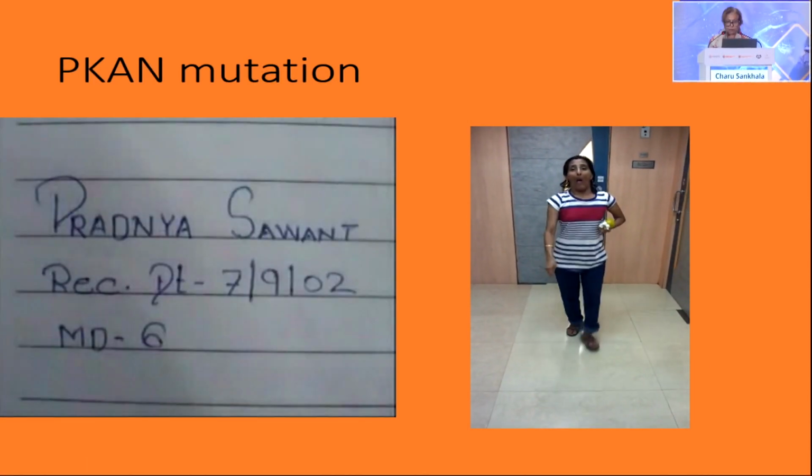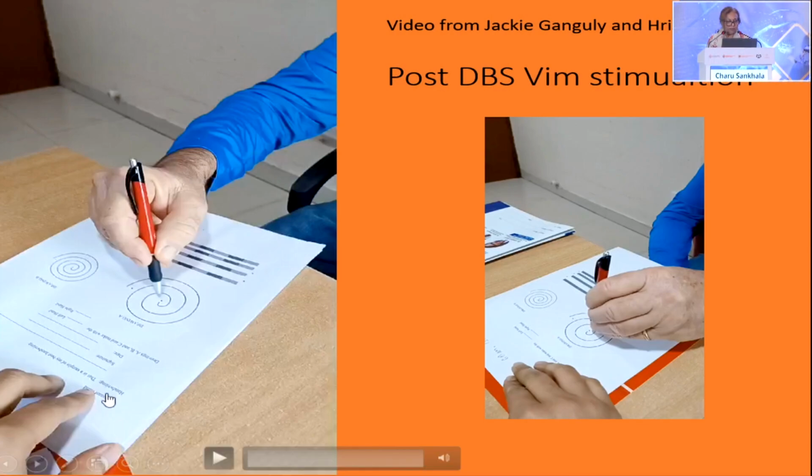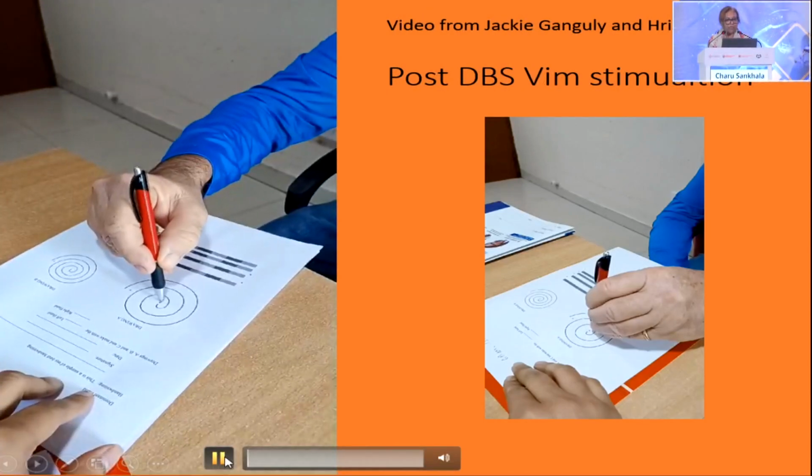Okay, with good sustained benefit. So coming to the last slide, on the DBS in tremors, we have different nuclei for the tremors, but the most commonly used is the VIM. Now we have a new one, posterior subthalamic area and zona incerta. And this is, I borrowed from Dr. Jackie Ganguly.